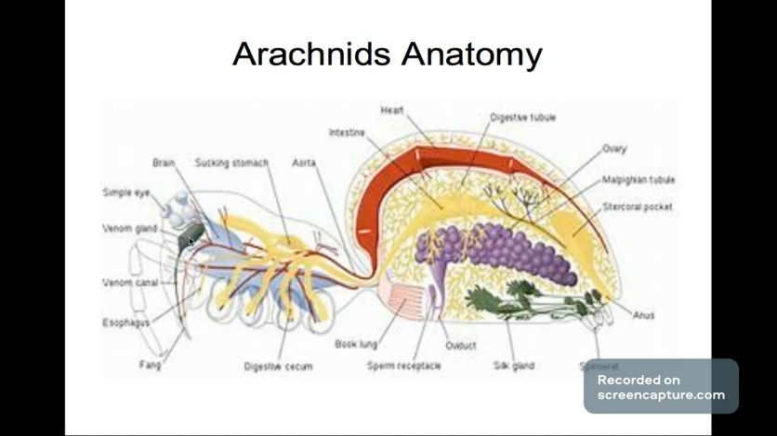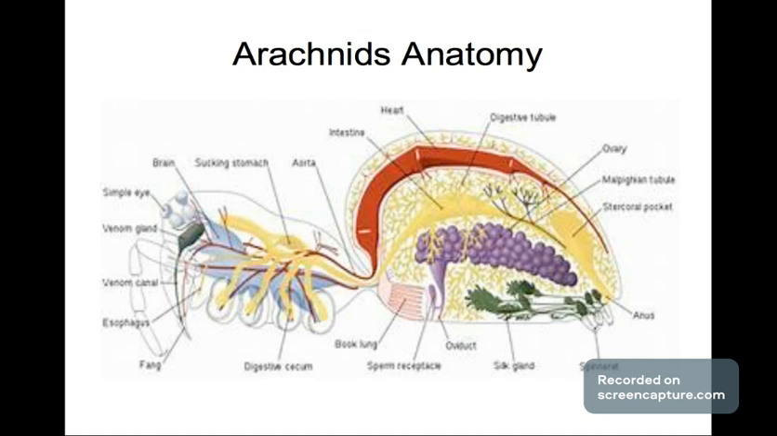This is a venom gland. Now, understand this. All spiders are venomous. However, there are some species whose venom is harmful to human beings, such as the funnel web spider, the black widow spider, the brown recluse spider, just to name a few. Their venom is very harmful towards us. And all spiders do have venom to inject their prey.